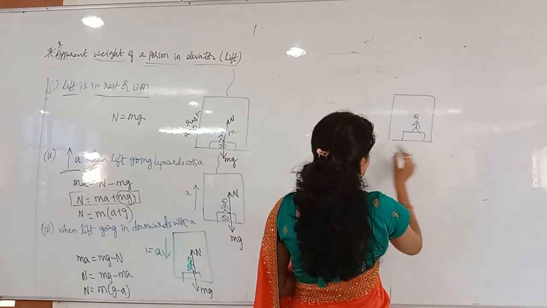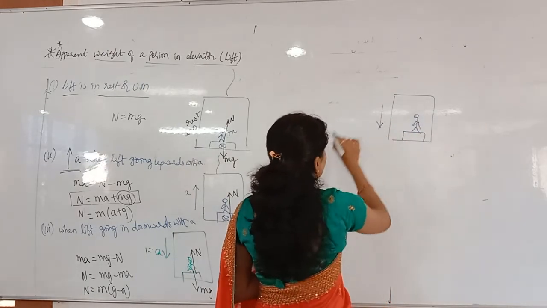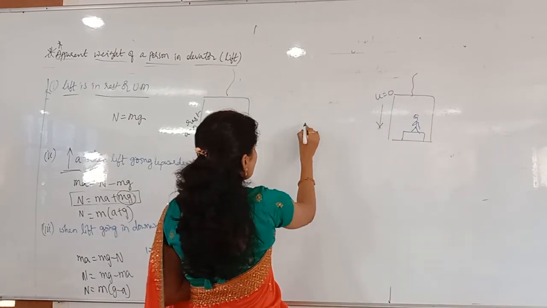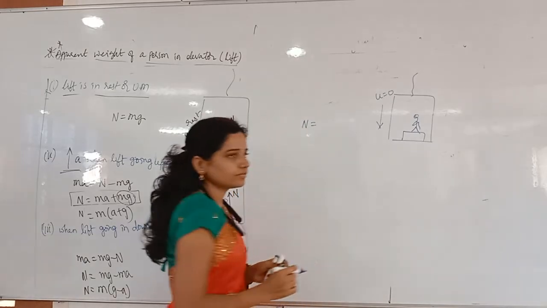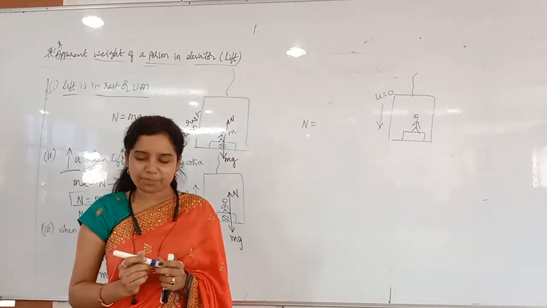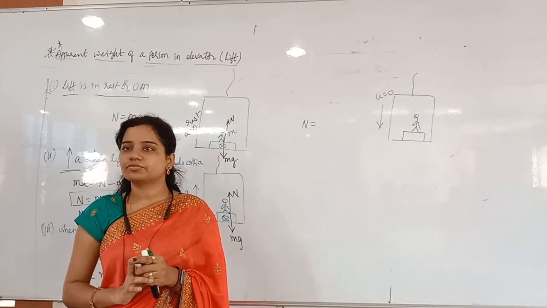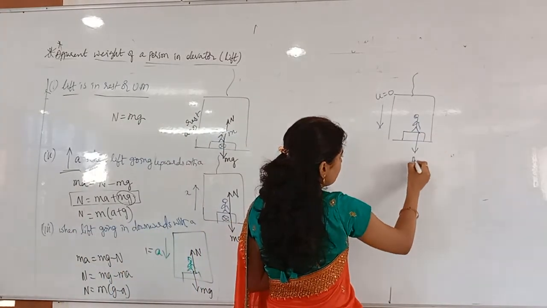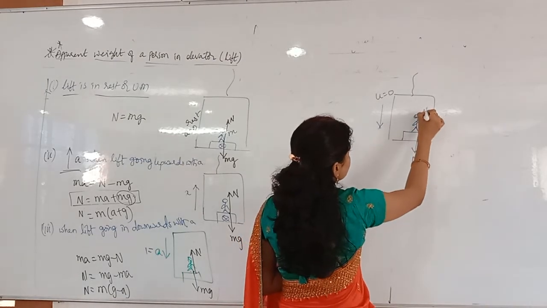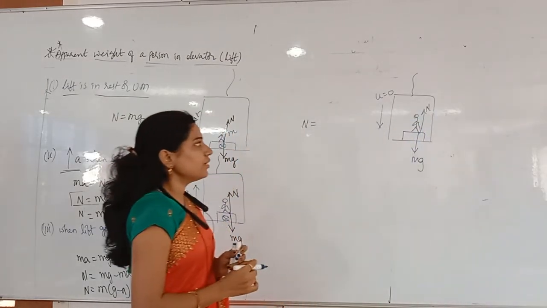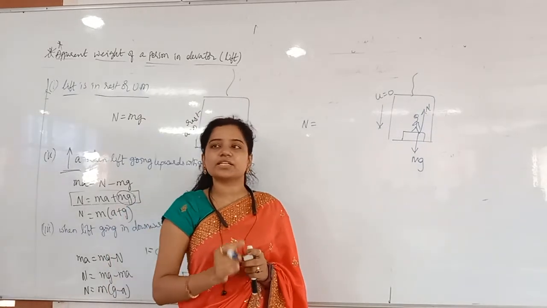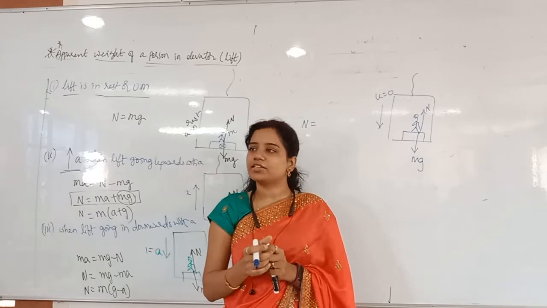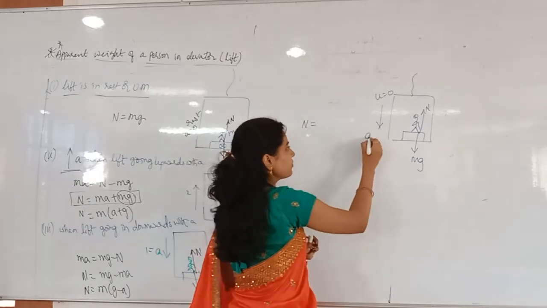The lift is falling freely, nothing but u is equal to how much? 0. Then what is the apparent weight of the person? Here mg is acting in the downward direction, right? And the normal reaction is acting in the upward direction. Now it is falling freely, so what is the acceleration of the lift? The acceleration is not 0, it is g. A is equal to g.